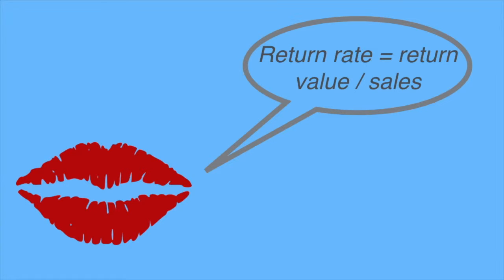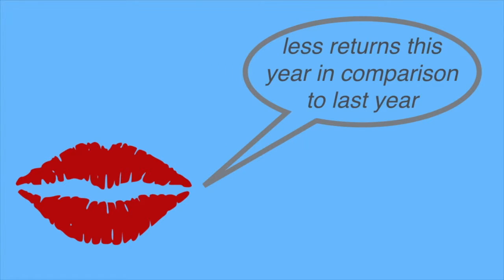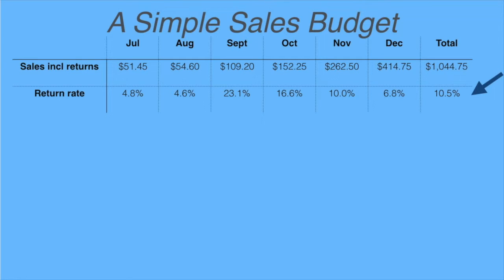Now to calculate this year's budget, taking the return value and rate into consideration. For the simple budget we have created, we will show a reduction in the return rate we expect to see over the period. In other words, we want to have fewer returns this year in comparison to last year. So, for this year, we're going to have a return rate of 10.5% for the period, and we'll now perform a step-by-step calculation on what the revised profit line is going to be.